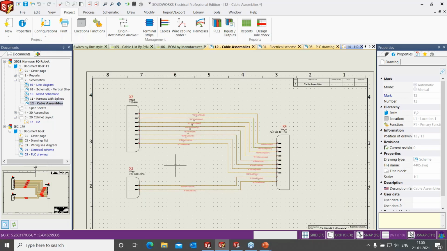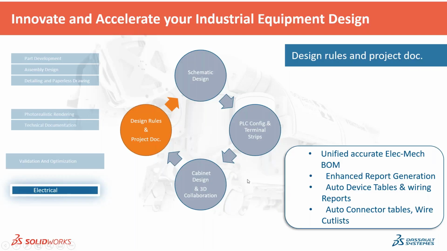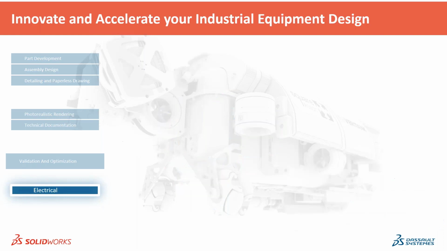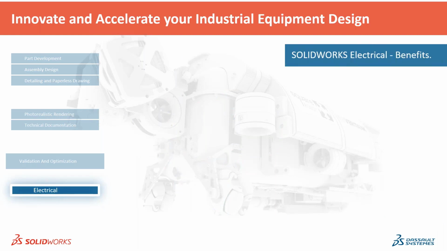Just like the design rule checks, even here we can put it in. So with this, we can see how accurate and unified the electrical and mechanical bill of materials are. And we saw how enhanced the report generation formats are available in SolidWorks Electrical. And we also saw the list of wire cables, where from the 3D, all the lengths of cables and wires were updated. And also we can generate the cut list of this.